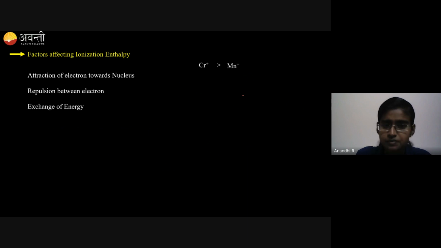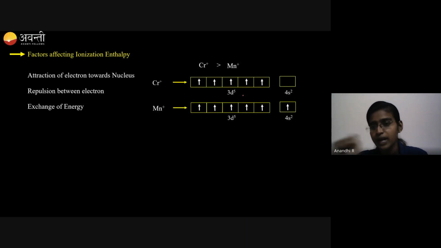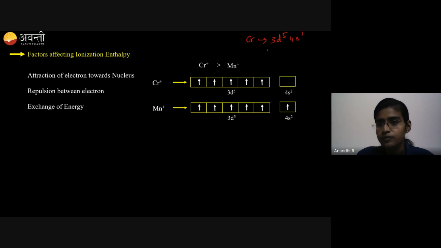Got it? And you see here, Cr+ has the highest ionization energy value compared to Mn+. Why? What is the actual electronic configuration of chromium in its neutral form? It is 3d5 4s1, no? And what is the configuration of Cr+? It is 3d5 4s0. The electron present in the 4s orbital is removed, so it becomes 4s0. It is not 4s1. It is 3d5 and 4s0.